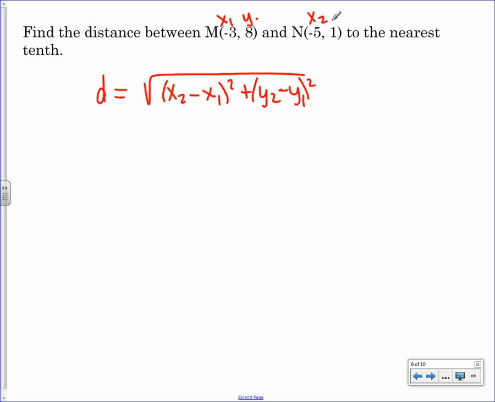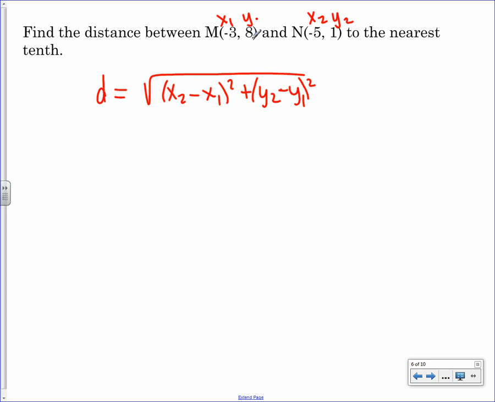This is the second x, x2, second y, y2. Easy, right? Does it matter? Could I have called this x1, y1, x2, y2? Yeah, you'll get the same answer either way. So it doesn't matter. Typically, the first one I see, I call x1.